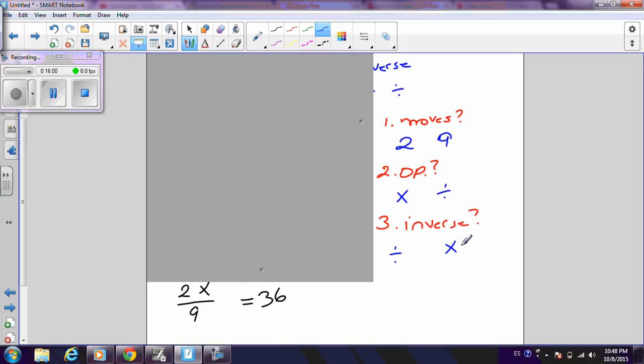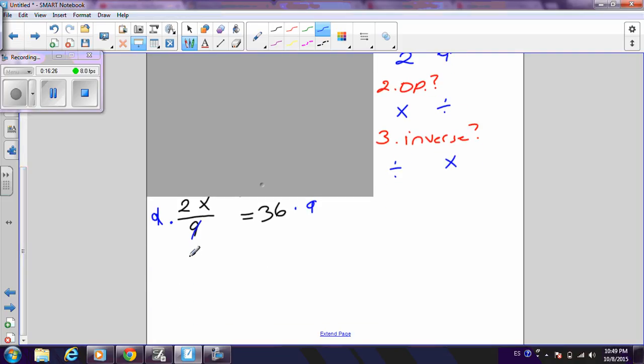Now you say, well, Miss Braggs, which one doesn't have a variable? Well, the 2 is connected to the variable, but that 9 is not. So we're going to start with the 9. According to our little chart right here, 9 is division. Its inverse is multiplication. So I'm going to multiply by 9. That cancels out, and we're left with 2x on this side.